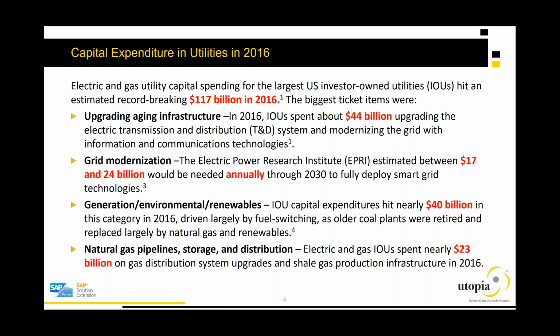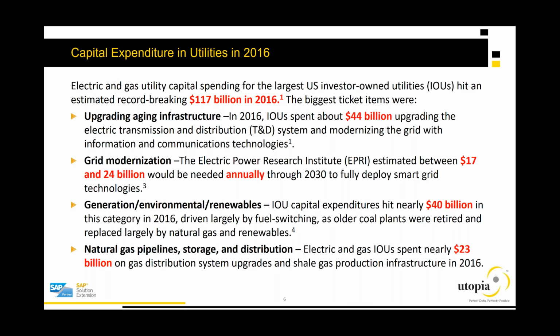And the Electric Power Research Institute estimates that between 17 and 24 billion is going to be needed annually all the way through to 2030 just to fully deploy the smart grid technologies. Also, a lot of expenditure was done in the generation area, over $40 billion spent switching fuels for some of the generation plants, retiring older coal plants, etc. And around 23 billion spent on gas distribution system upgrades.